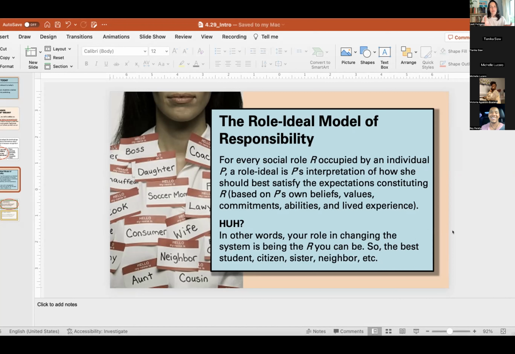So the systems that support a particular form of oppression or perpetuate it, is being the best kind of R you can be. So here we can start filling in that letter R with various kinds of values. We have student, citizen, sister, neighbor. On here, the picture I have a lot, soccer mom, consumer, cook, aunt, cousin, etc. So really just pushing ourselves to think about all these different roles that we occupy, and what does the best kind of coach look like, right? And that sort of thing.